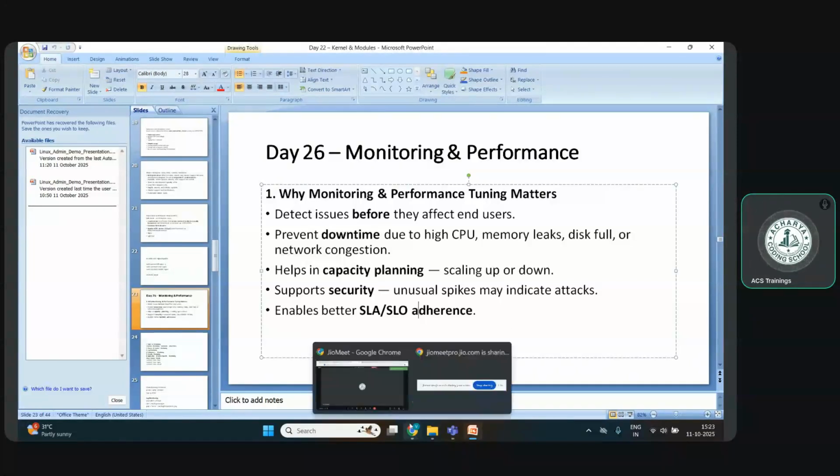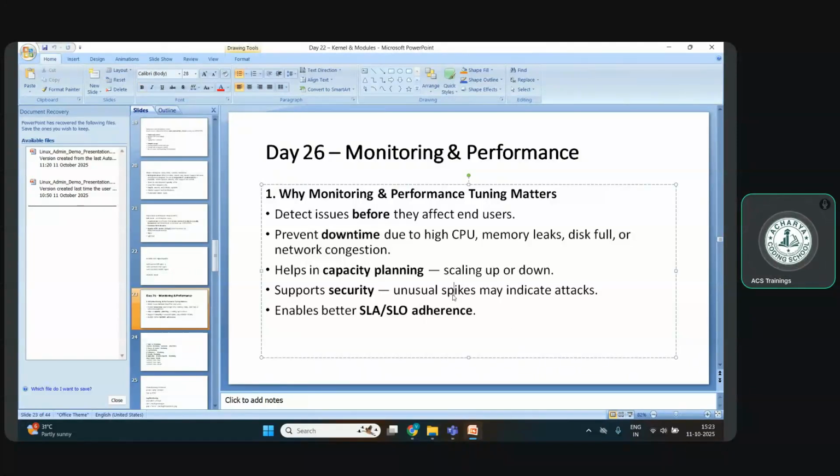So why are we using monitoring? Because if you are working on a production server and suddenly your system runs out of disk space, it causes a problem, right? That's why we are using monitoring.